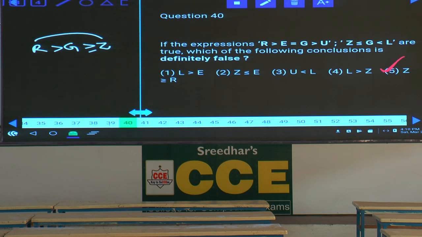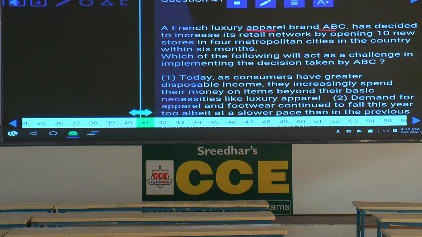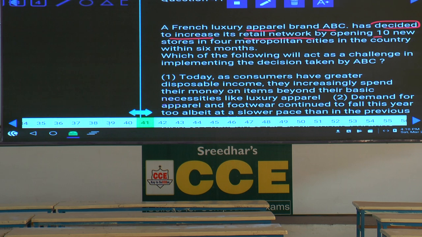Question number 40, choice 5. Then question number 41. A French luxury apparel brand ABC has decided to increase its retail network by opening 10 new stores in 4 metropolitan cities in the country within the 6 months. Now we must be very careful regarding this word decided. They have already decided to launch 10 stores in 4 metropolitan cities in the next 6 months. As they have already decided, we need to check whether it is possible to open these shops or not. Then which of the following will act as a challenge in implementing the decision?